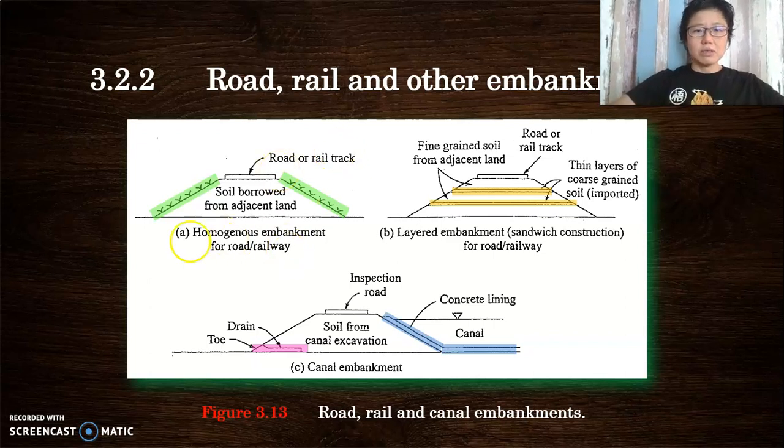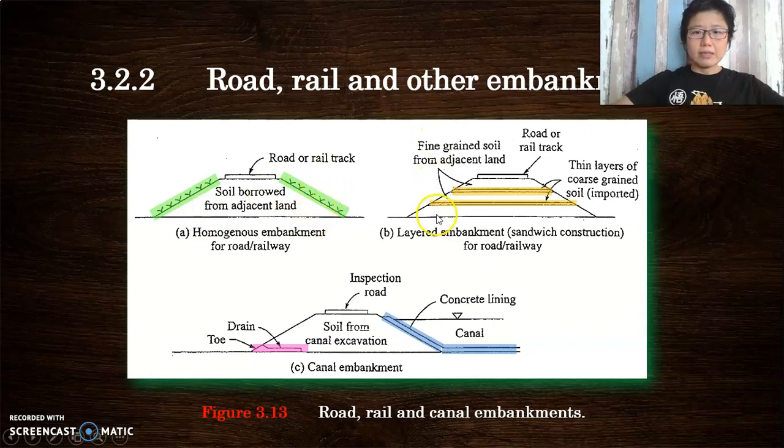The first type of embankment that you see here is actually a homogeneous one, where the whole embankment is from one type of soil. Typically you have a paved road or rail track on top of it, and on the left and right side of it, on the slope side, you have vegetation to prevent erosion.